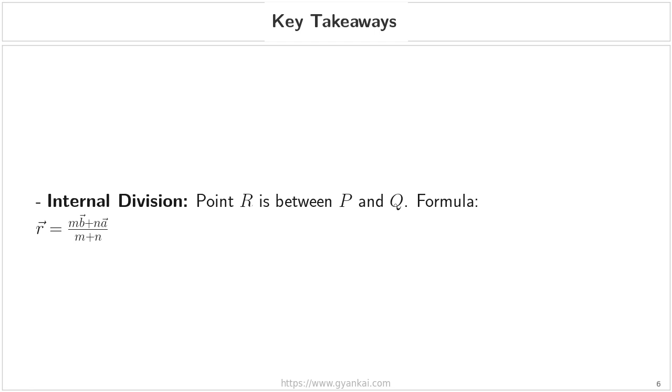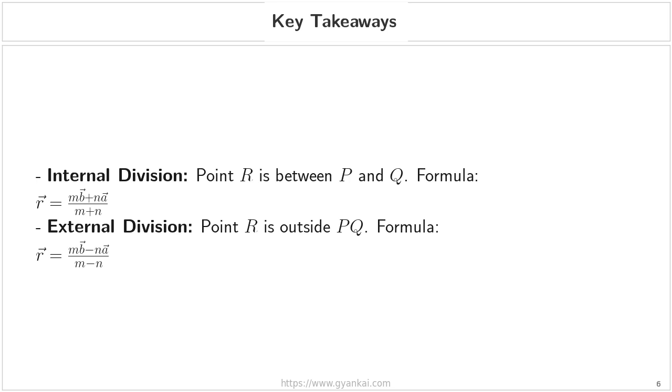First, let's revisit internal division. Remember, this is the scenario where our point R sits directly on the line segment, nestled between points P and Q. The formula you'll need to memorize is R equals m times vector b plus n times vector a, all divided by the quantity m plus n.